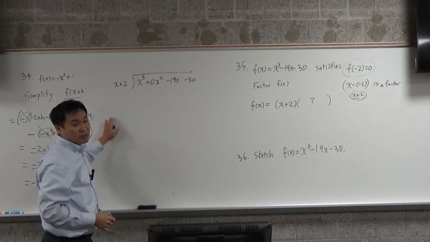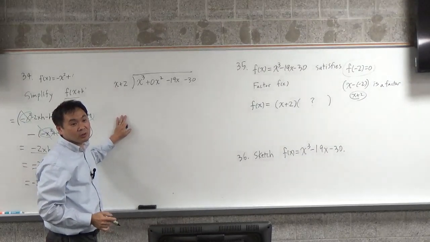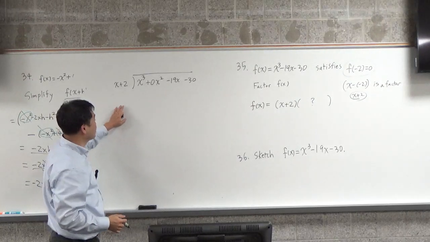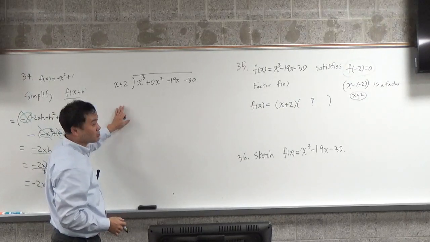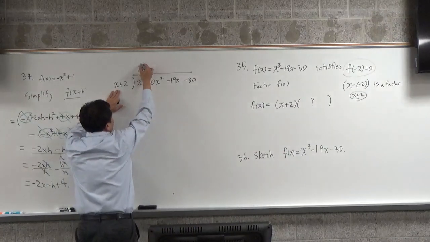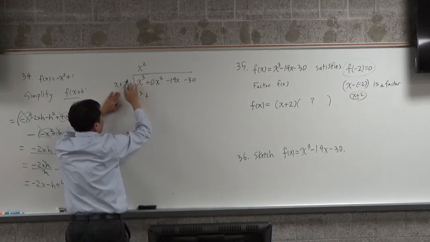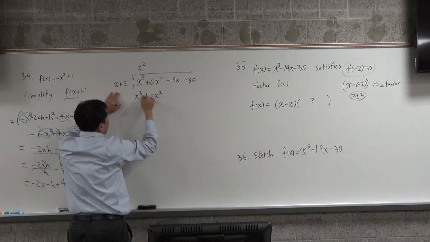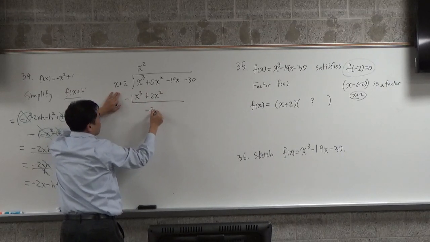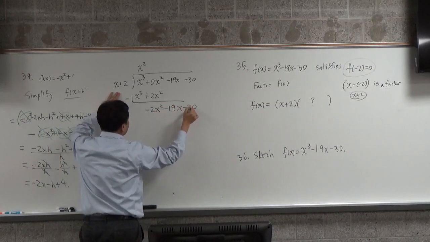Now let's do the division. As I said, if you have time to teach yourself the synthetic division, you can use it. It's not that hard. It takes a bit of time, but it's worth it. Okay? So if you multiply x squared to this x, you get x cubed. x squared times 2 is 2x squared. Subtract it. 0 minus 2 gives you negative 2x squared minus 19x minus 30.